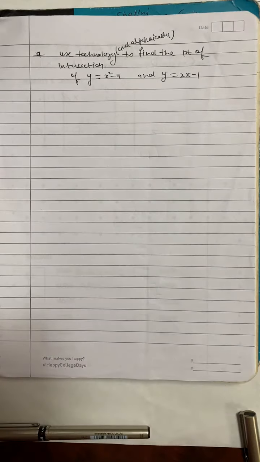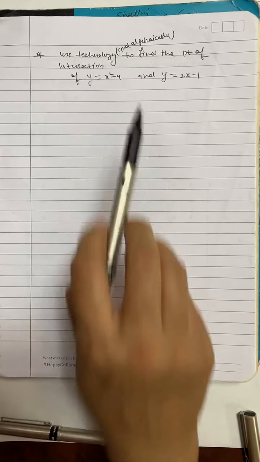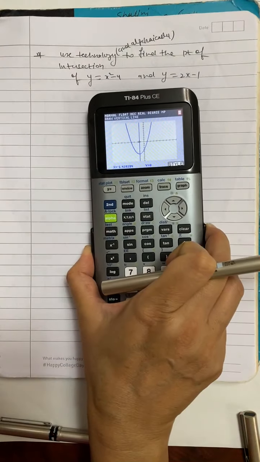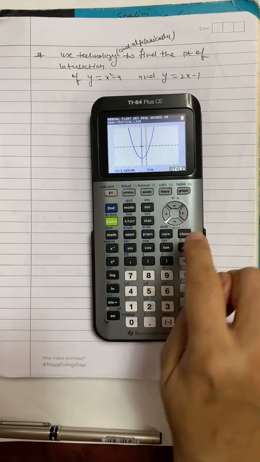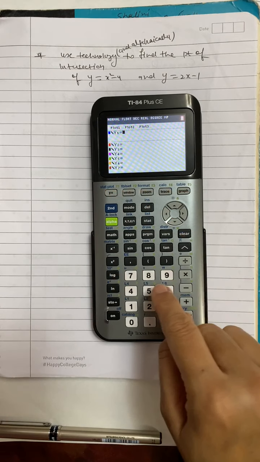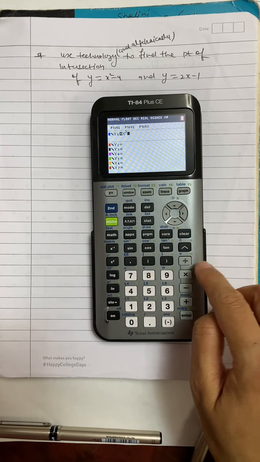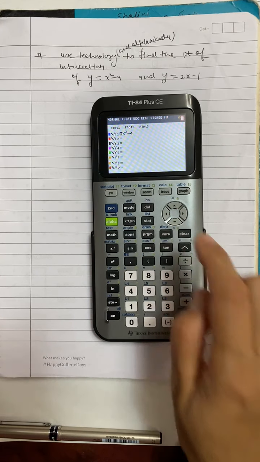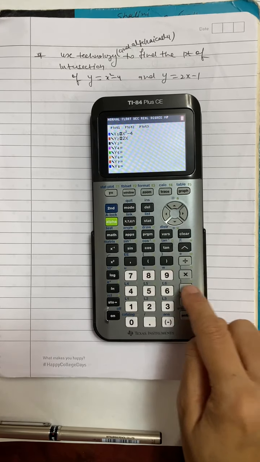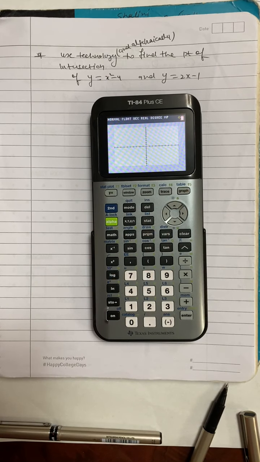Okay, the next one is using technology and algebraically to find the point of intersection of y is equal to x squared minus 4 and y is equal to 2x minus 1. So first I'm going to do it using technology here. So y is equal to x squared minus 4, and then you have 2x minus 1, and then graph.